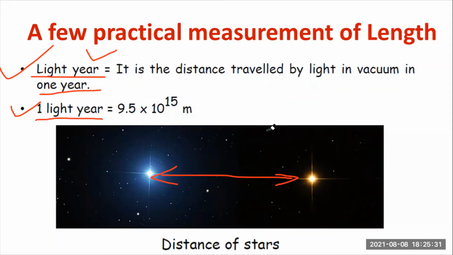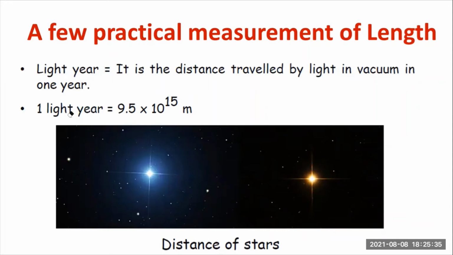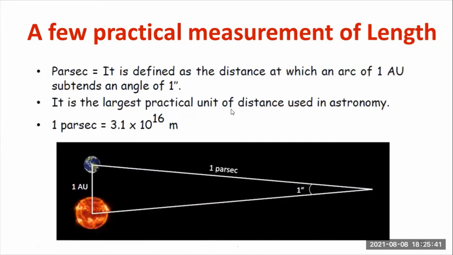These are quite interesting. If you are really interested, especially in the area of space studies, this will really help in astrophysics. It will be really helpful for your future also. Likewise, I would like to mention one more unit called the parsec. What do you mean by this? What is a parsec? It is defined as the distance at which an arc of one astronomical unit.